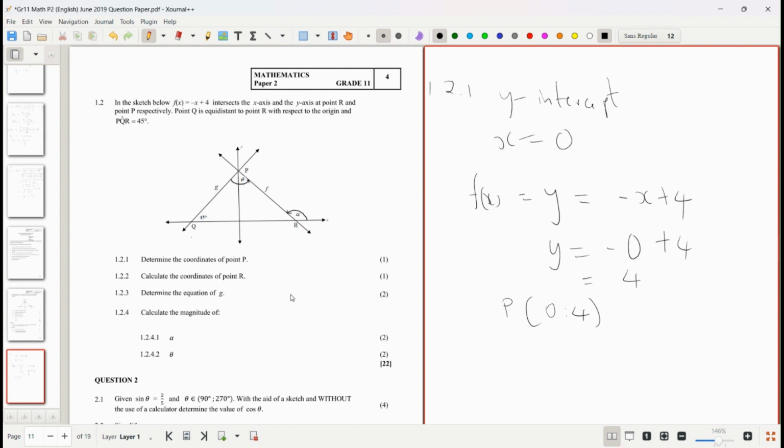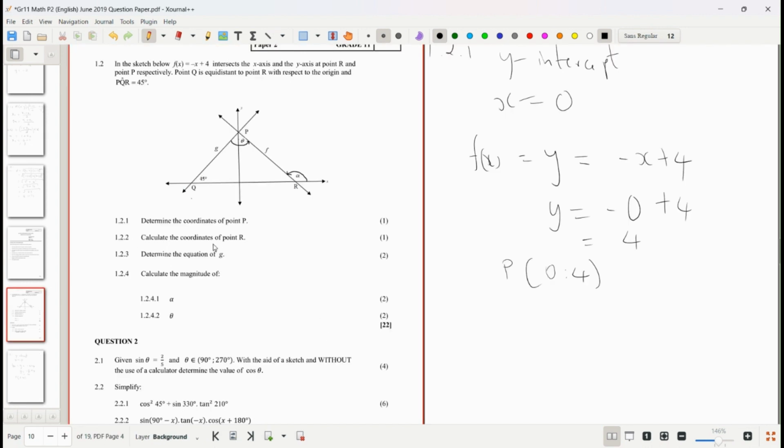And then 1.2.2, they ask us to calculate the coordinates of point R. You can see it's 1 mark, so it has to be similar to that one. What is point R? Point R is here. We can see it still falls under the f function. So point R is the x-intercept. 1.2.2, so it's the x-intercept, then we know that y will equal 0.